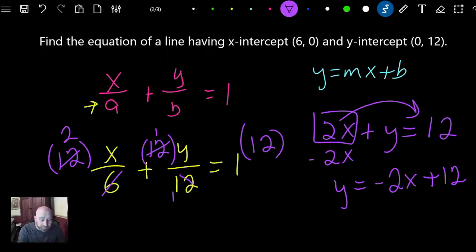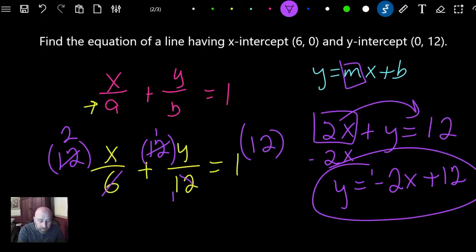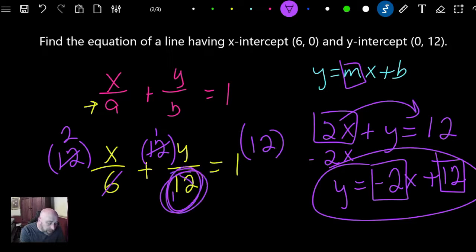And I'm done. So there's my m. My m in this case is going to equal negative 2. My y-intercept is going to equal 12. We knew that from right here, right?